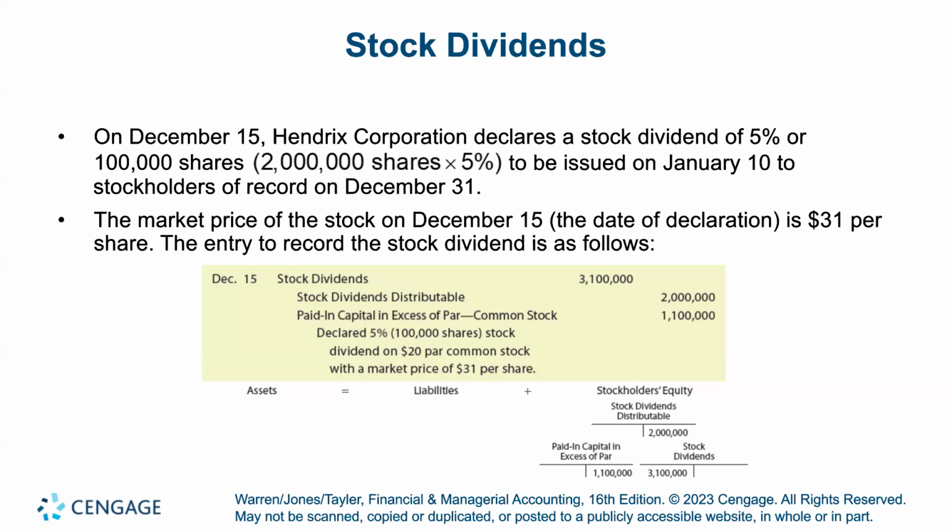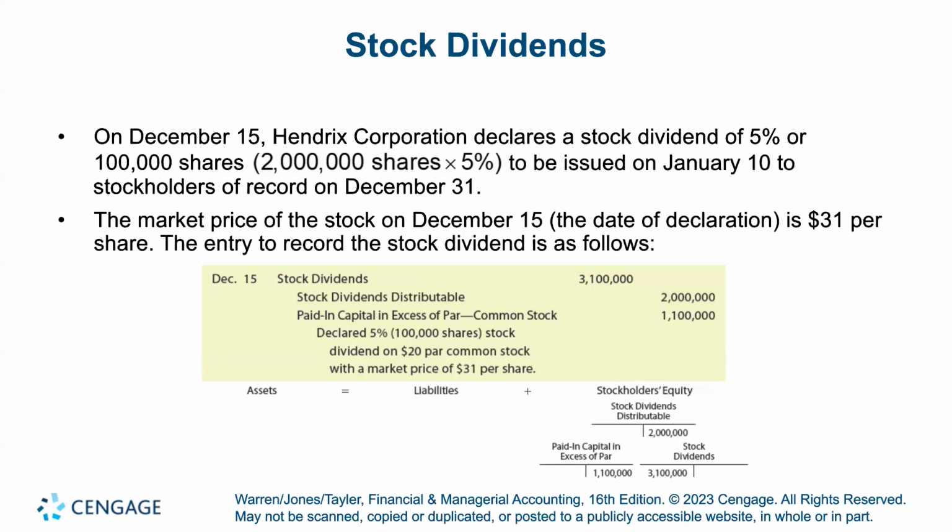And then it will also tell you, so to be issued January 10th to stockholders of record on December 31st. So we still have those 3 dates: the date they declare the dividend, the date of record, meaning that you have to be a stockholder as of that date to get the dividend, and then the date of issuance when they're actually going to pay the dividend. So the market price of the stock on December 15th, the date of declaration, is $31 per share.